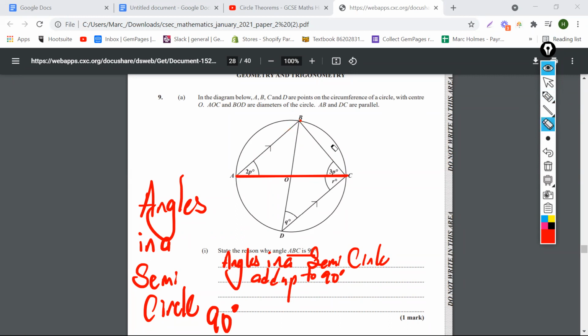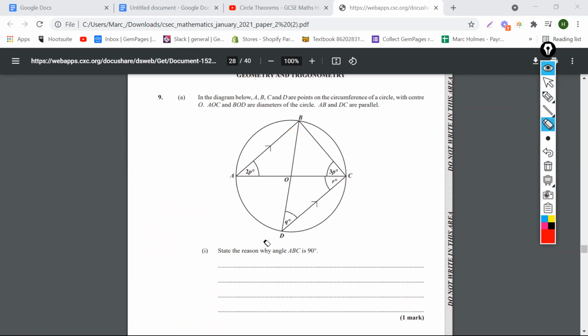So that answers the first part. It's really simple, guys. Really simple. Because remember they have a diameter here, so definitely 90 degrees up there. I don't think that was too bad. I think that was okay. So that was rule number 2.